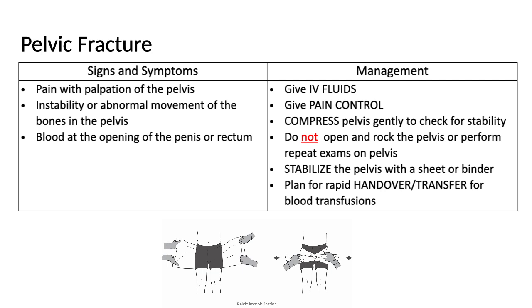Those with suspected pelvic fracture can have pain with palpation of the pelvis. You can see instability or abnormal movement of the bone in the pelvis. Some of them can have blood at the penis or rectum. For this patient, you need to secure an IV line, give IV fluid, prepare blood, and give good analgesia. You can use a pelvic binder to stabilize the pelvis. Do not rock the pelvis to perform repeated exam. And then you need to decide where you can manage this patient.